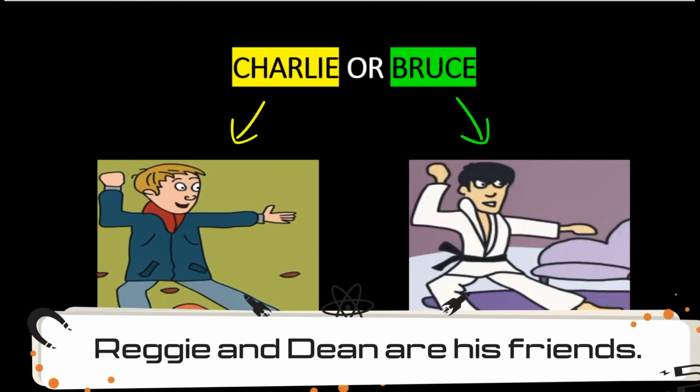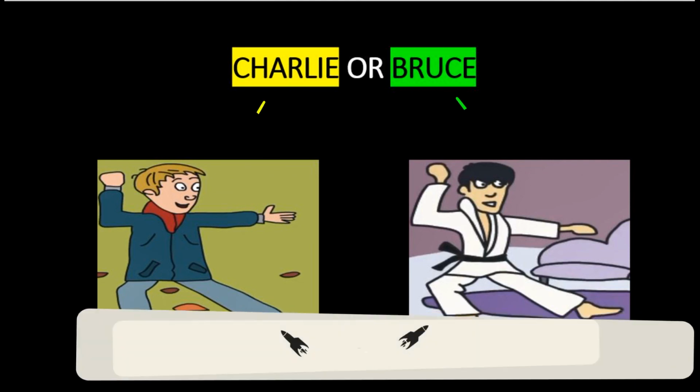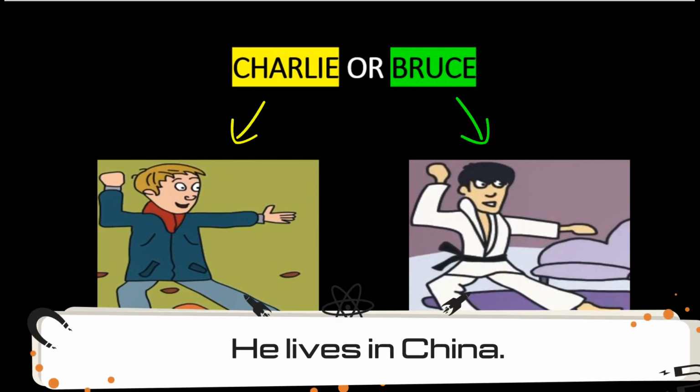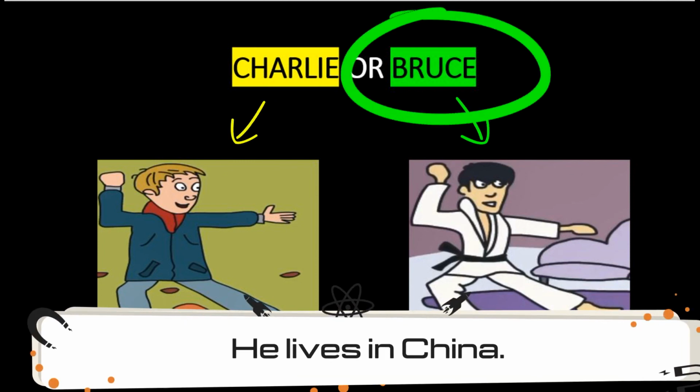The next one. Reggie and Dean are his friends. Okay, whose friends is it? Is it Charlie's or Bruce's? Yes, it's Charlie's. And then we have, he lives in China. Who lives in China? Yes, Bruce Chang lives in China.